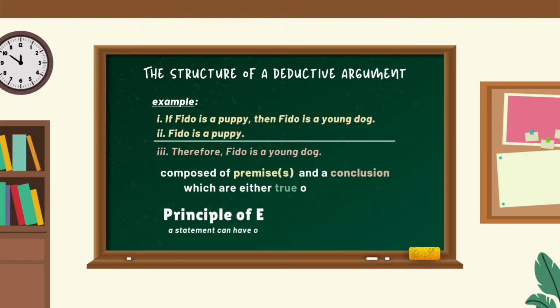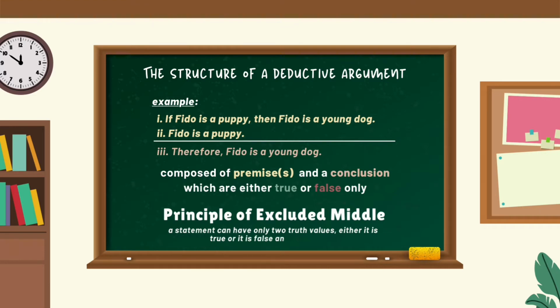Consequently, the premises and the conclusion of the argument are either true or false only, obeying the principle of excluded middle, which states that a statement can have only two truth values: either it is true or it is false, and nothing else. Consider it as if implying that a third value, presumably probability, is not an option in this analysis. There is no middle ground between being true and being false.